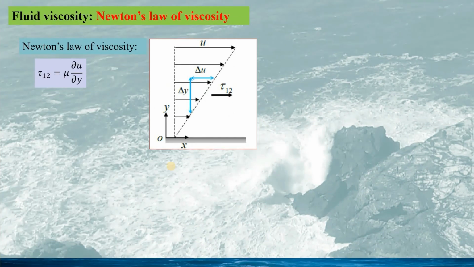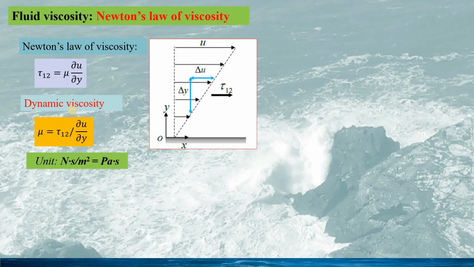Now we will examine the second unique property of fluids, viscosity. Based on Newton's law of viscosity, the viscous stress can be defined as the viscosity mu times the gradient of the velocity with regard to y in this figure. Here mu is called the dynamic viscosity, and it can be obtained from Newton's law of viscosity as this.